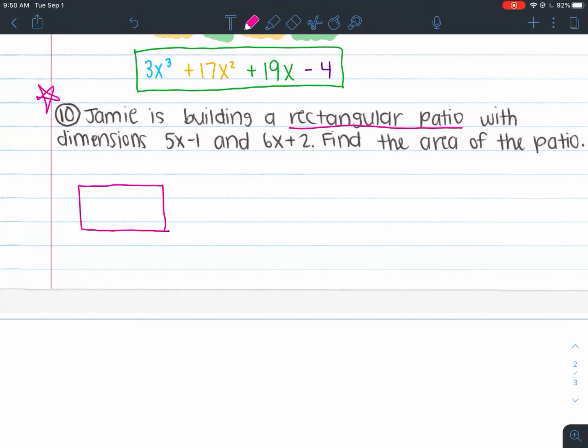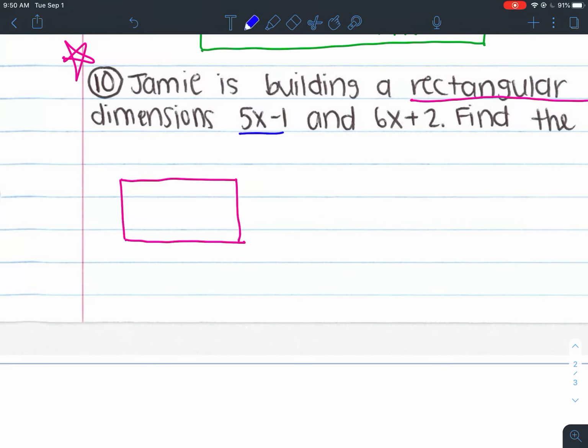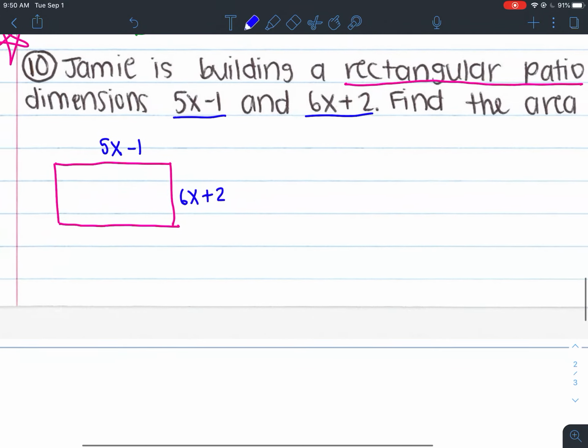It says the dimensions are 5x minus 1 and 6x plus 2. So that means one side length is 5x minus 1 and the other side length is 6x plus 2. So I'm going to go ahead and put 5x minus 1 here and 6x plus 2 here. It doesn't really matter because in the end, you can flip-flop them and you'll get the same answer.